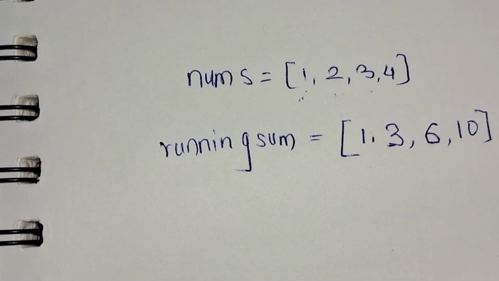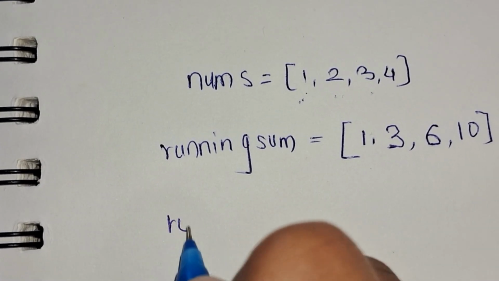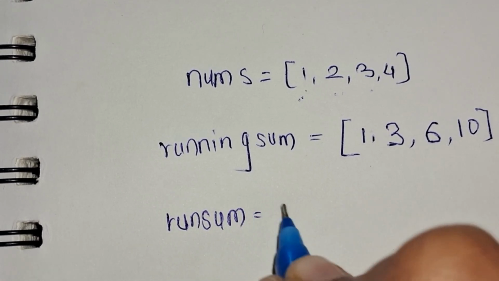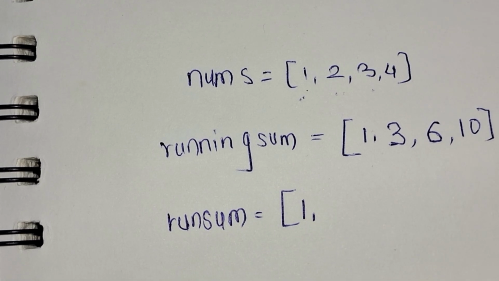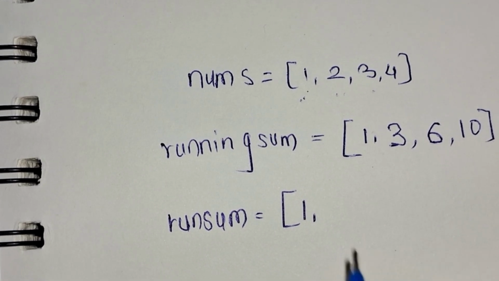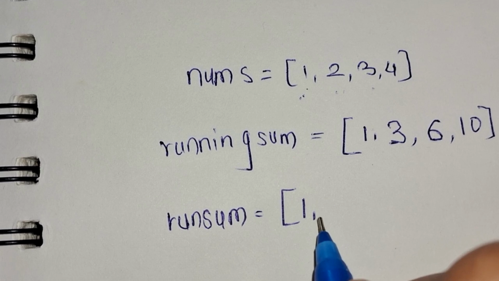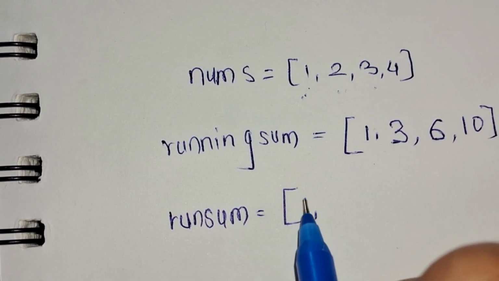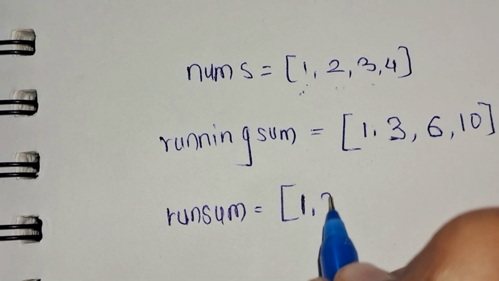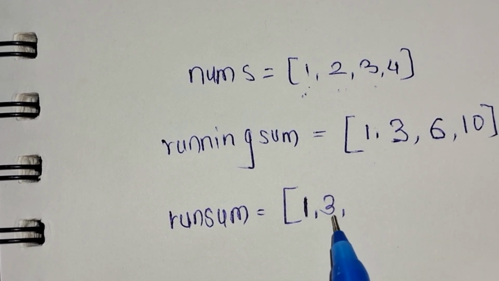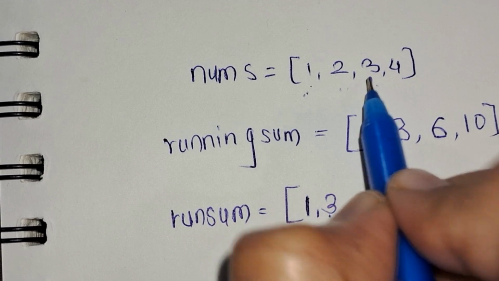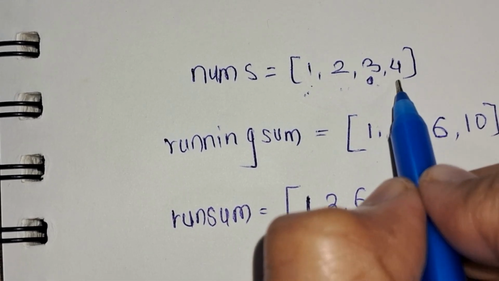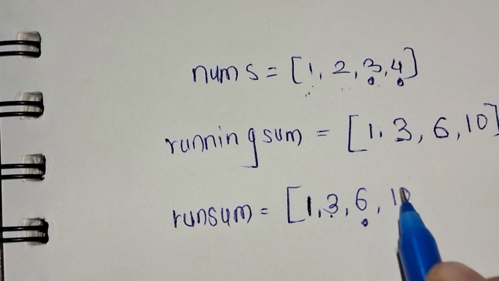Now there is another way of looking at it. I'll just add run sum over here, and now we will have the first element will always remain as it is, which is 1. Now instead of adding like 1 plus 2, I'll just add this element into this element and we will get 3. Similarly, we will add 3 into this 3 and we will have 6. Then we will add 6 into this element and we will have 10.